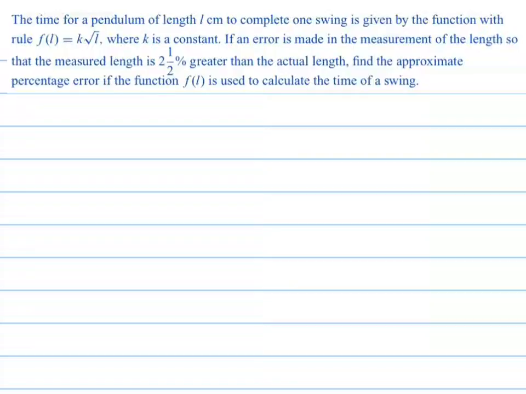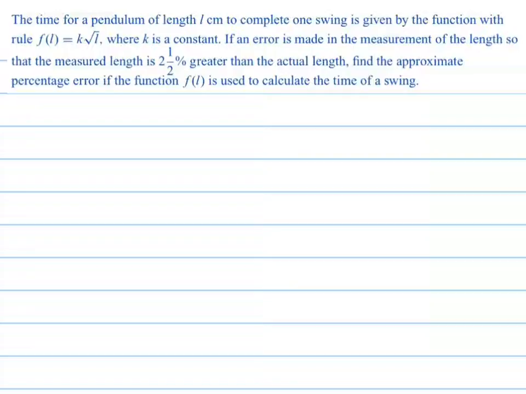Anyway, so if an error is made in the measurement of the length of the pendulum so that the measured length is 2.5% greater than the actual length, find the approximate percentage error. Now there's an extra level of complication in the function f of L, which is used to calculate the time of the swing. Now, did you see that word approximate? That's your cue. Linear approximation, off we go.